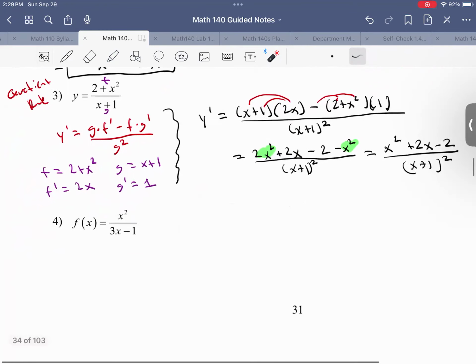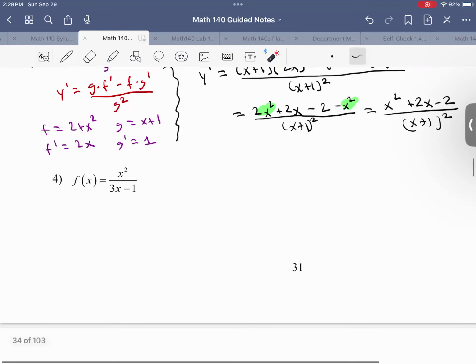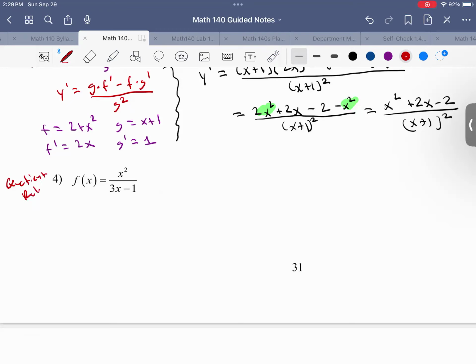All right, last one. We have number 4, which is y equals x squared over 3x minus 1. Same exact thing. We're going to use a quotient rule here because we have two functions dividing each other and we want to take a derivative. Same thing, we have to find f, g, and their derivatives. We know f is the top one, g is the bottom one. So f is x squared, f prime is 2x, g is 3x minus 1, and g prime is 3.